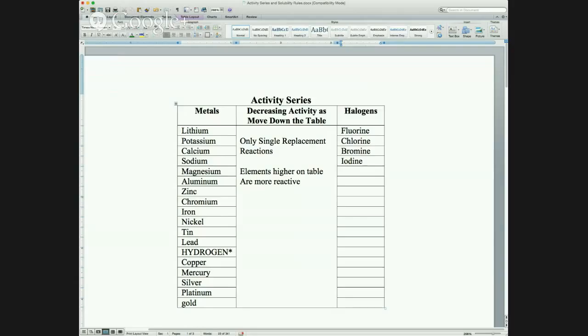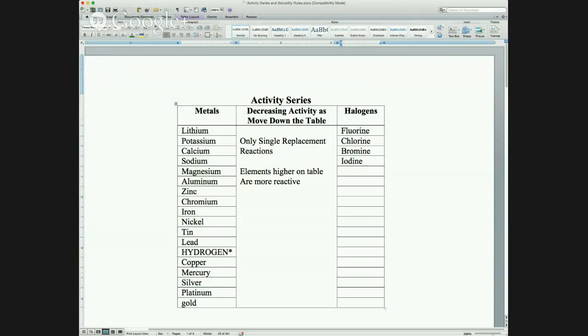And if you looked at a periodic table, fluorine would be the highest. So that's easy for the halogens. On the left side, for the metals, lithium is the most reactive. And if you look at it, it's actually higher on the table, but it's further to the left as well. So further to the left is more reactive. That's the main thing. So lithium, potassium, you've got calcium, sodium, magnesium.